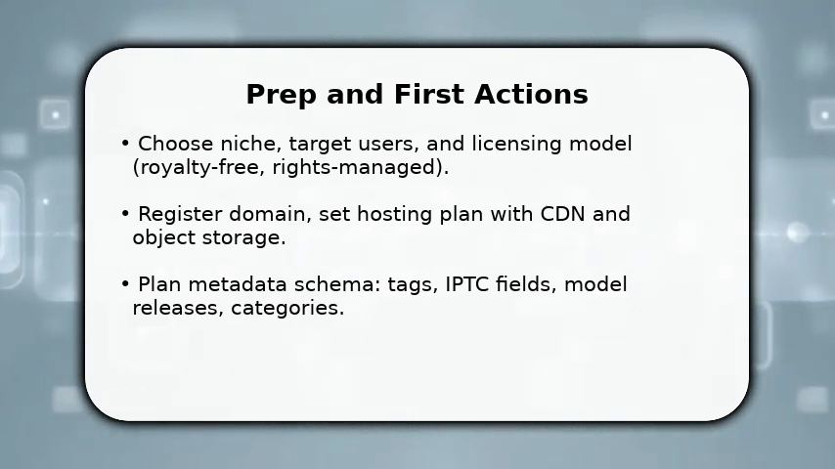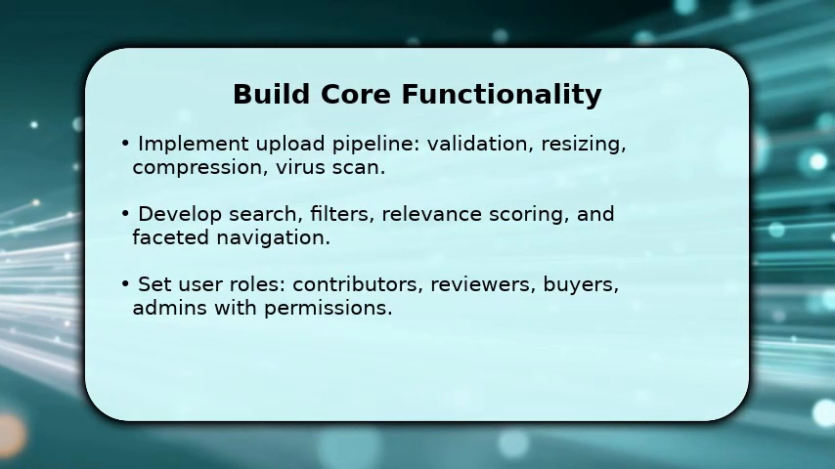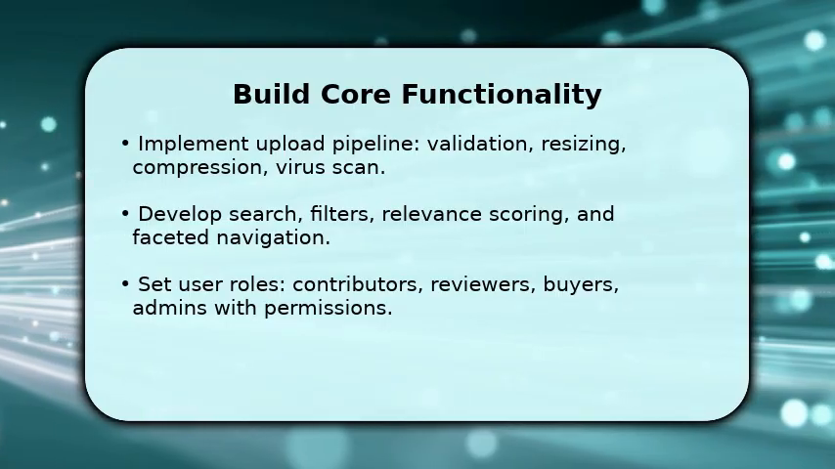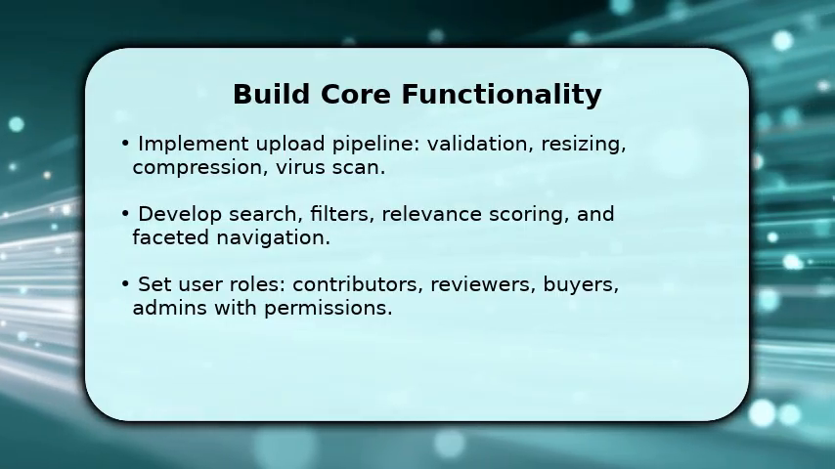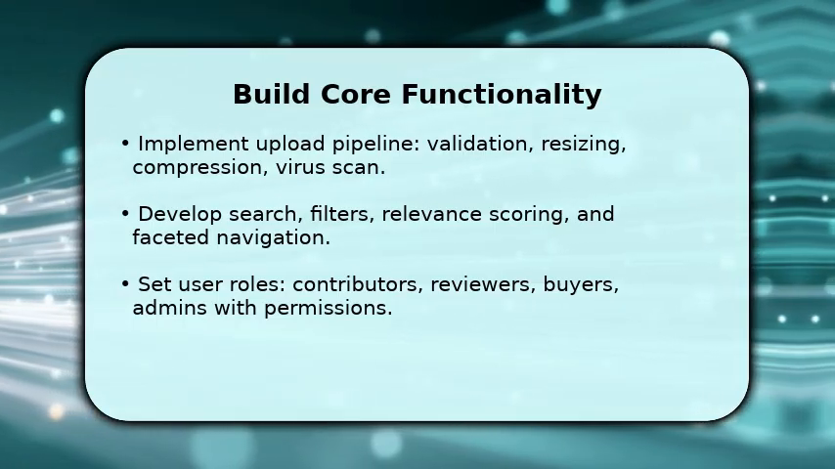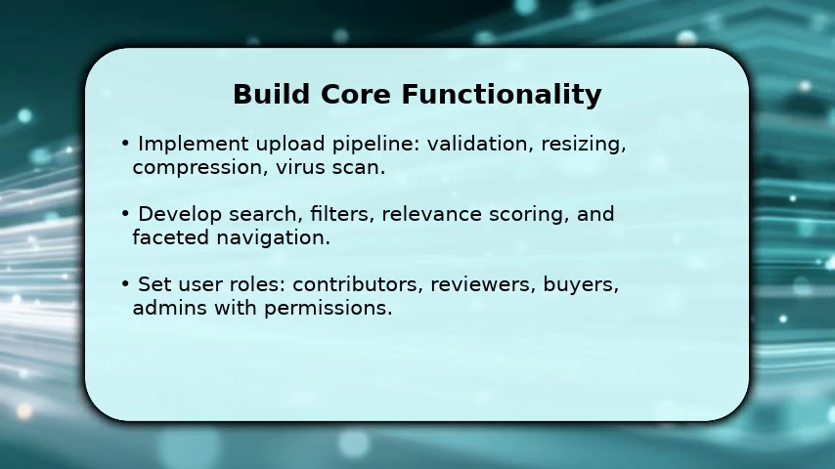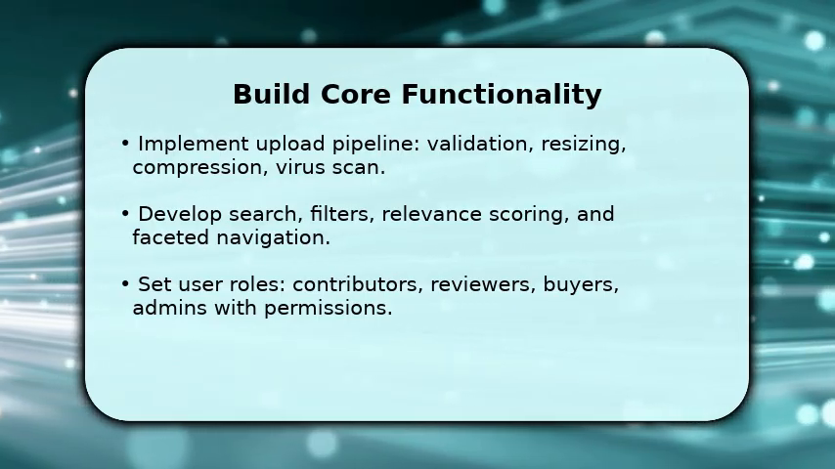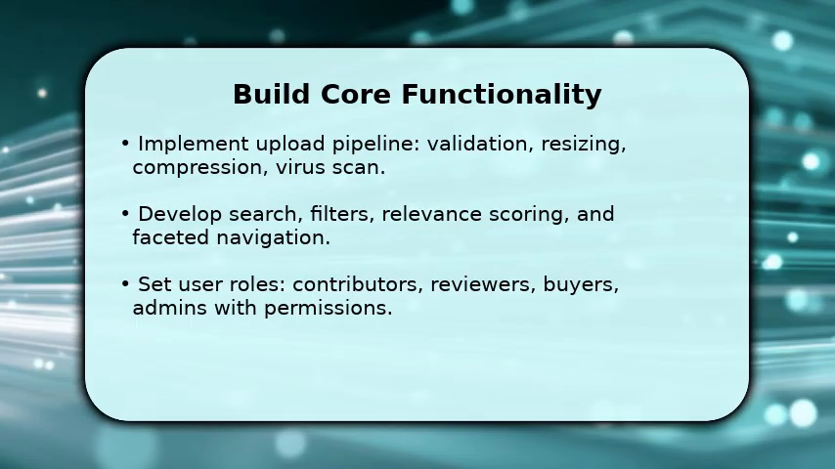You now implement the core pipeline. Build upload endpoints that validate file types, strip EXIF if needed, create resized derivatives, compress intelligently, and run a quick security scan. Once done, develop search and filtering with relevance scoring and facets so buyers find images quickly.